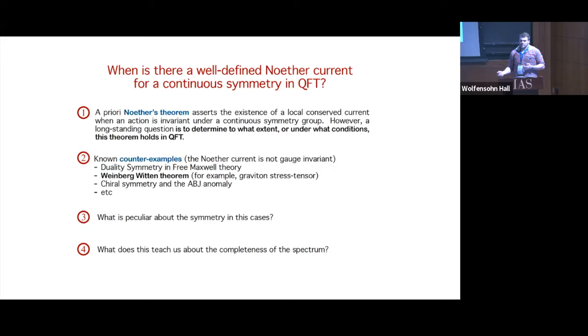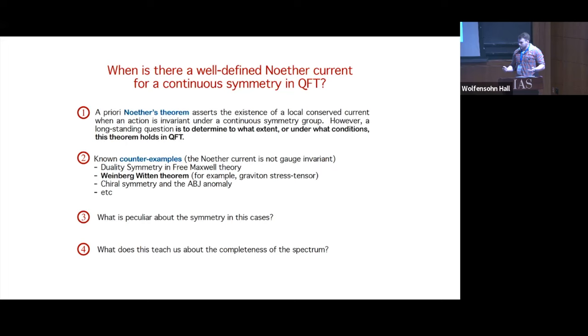In four dimensions, this is the case of a duality symmetry for the free Maxwell field. There's also the case of the Weinberg-Witten theorem, which, for example, precludes the existence of a stress energy tensor for particles of spin greater than one if they are massless. And there is a more involved case involving the chiral symmetry when one takes into account the ABJ anomaly. We also want to ask what is peculiar about the symmetry in these cases and learn what these examples have to teach us about completeness of the spectrum in quantum field theory.